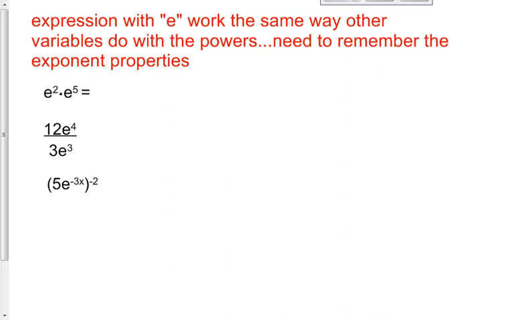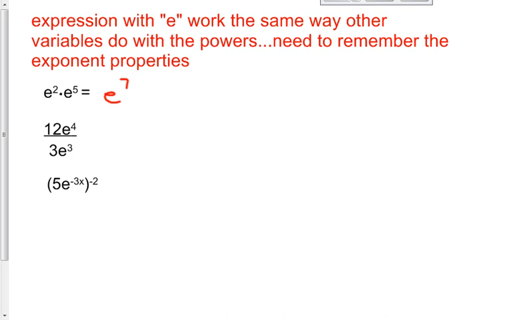When we work expressions with e, they're going to work the same way as any other variable when they're raised to a power. So you're going to need to remember all those exponent properties that we've been talking about before. For instance, this first one, e to the second times e to the fifth, you need to remember your product rule. Product rule says add your powers, so this is just as easy as e raised to the seventh.